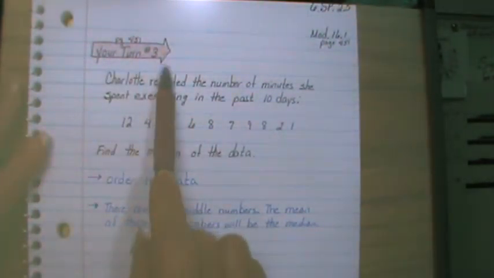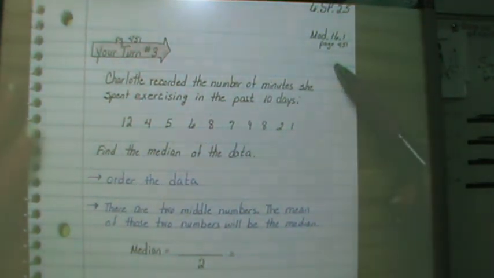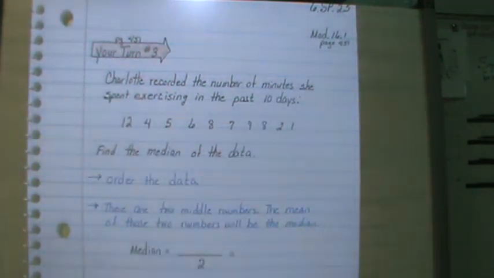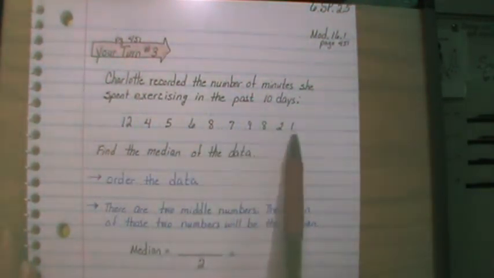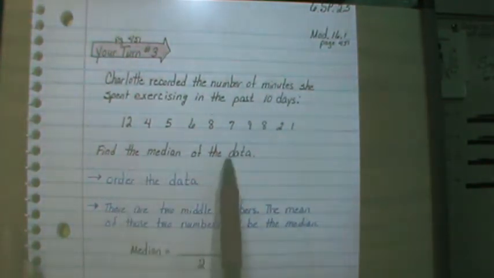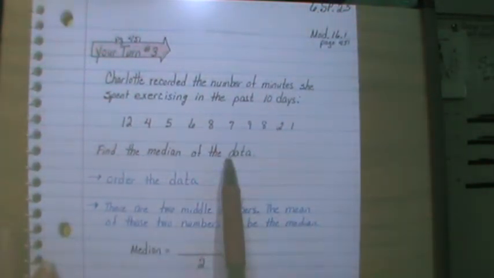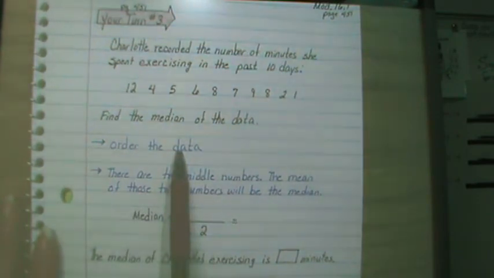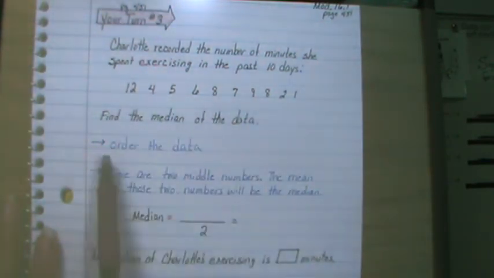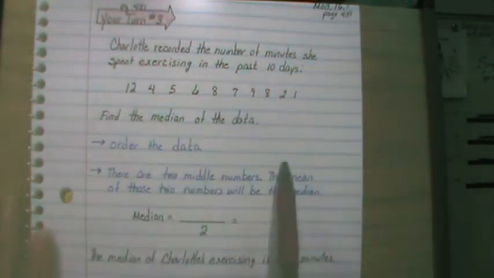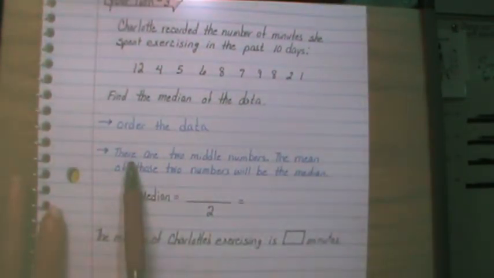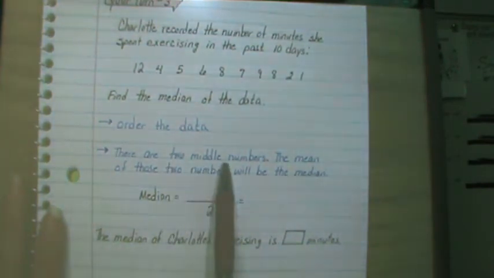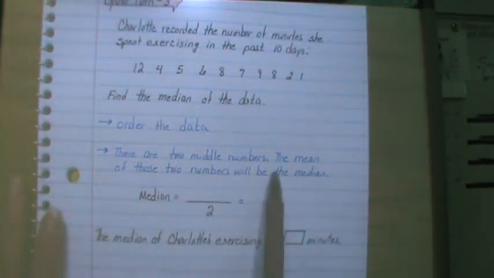Your turn number 3. This is found on page 451. Charlotte recorded the number of minutes she spent exercising in the past 10 days. 1, 2, 3, 4, 5, 6, 7, 8, 9. There's her 10 days right there. You're supposed to find the median of the data. The very first thing you're going to do is order your data. So take this data up here and write it back down here and put it in numerical order from least to greatest. You're going to find out that there are 2 middle numbers. The mean of those 2 numbers will be the median.